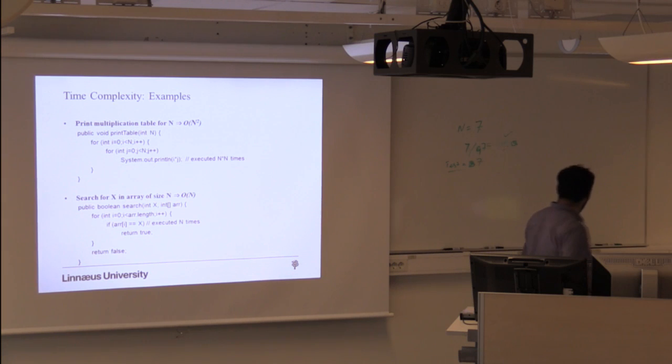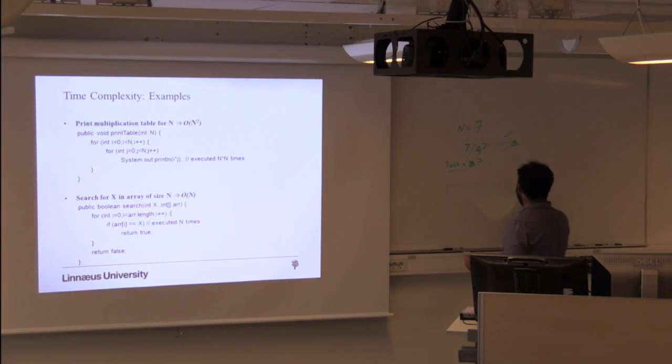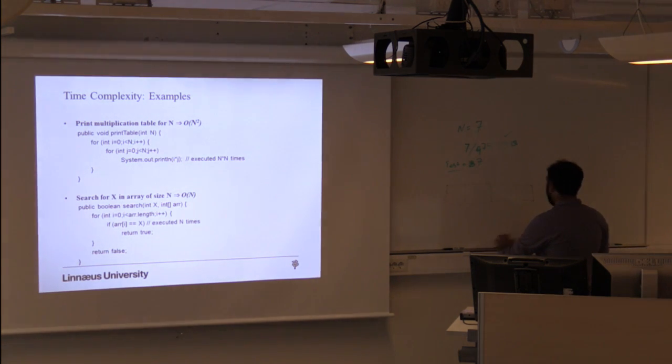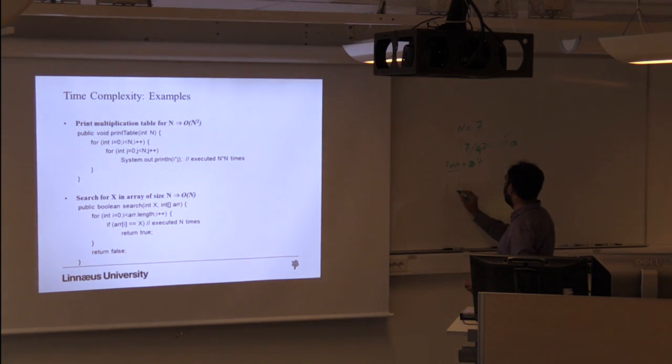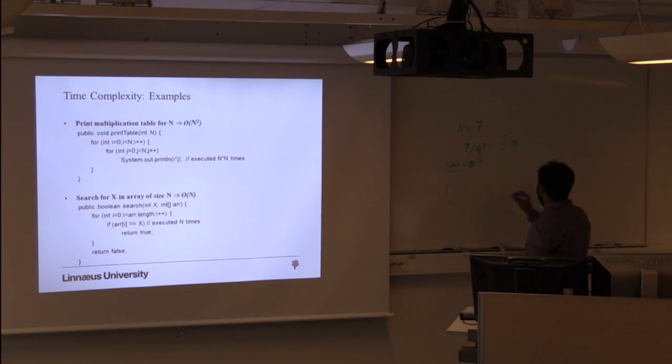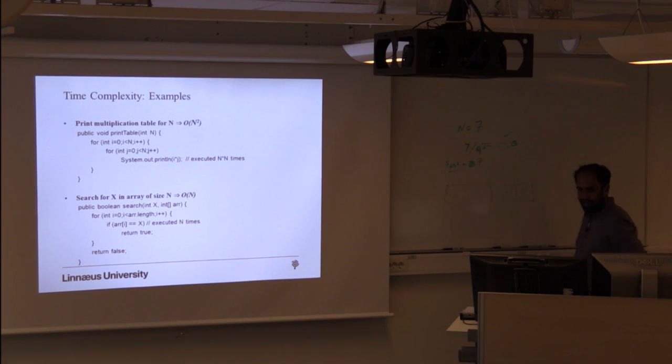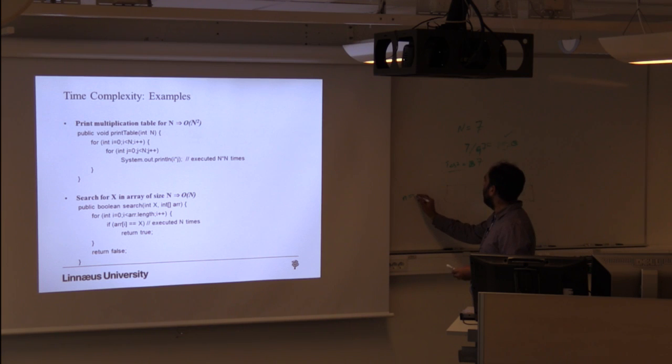So for example, here I have an array of size 4, and I have some elements like 2, 4, 1, and 5. And the number we want to find is, for example, 1.